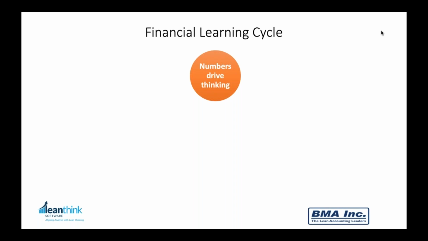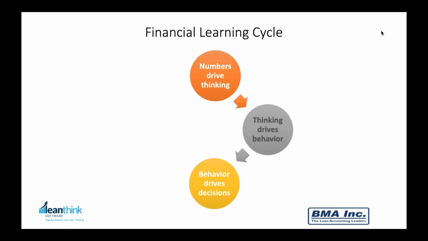What you're doing is you're inserting a box score into this. So numbers drive thinking, thinking drives behavior. What behavior do we want to drive? We want to drive lean thinking behavior. The behavior drives decisions. So we want to use a box score to drive decisions that really are focused on the lean strategy. And the decisions drive the numbers. So the idea is to align analysis and decision making with the lean strategy and lean thinking.